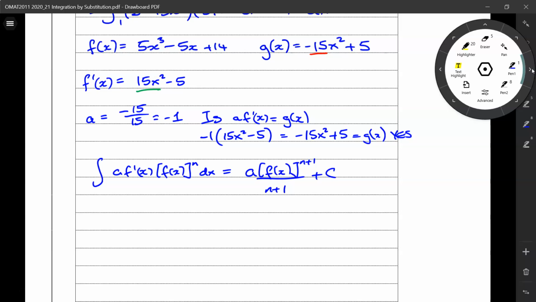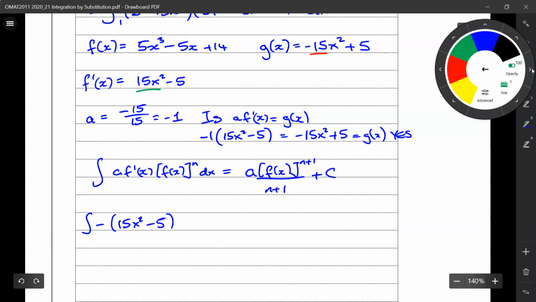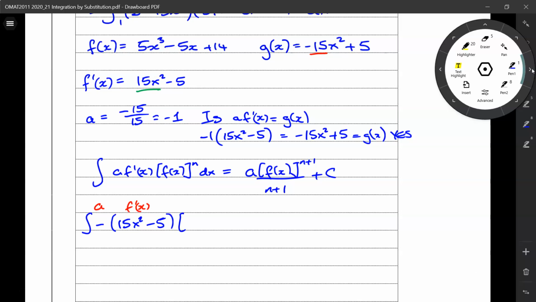If we apply it to this case, it's minus 1 times 15x squared minus 5, which is f prime x. So this is a, this is f prime x. And then we put in f at x, which is 5x cubed minus 5x plus 14, and that is to the power of minus 3 dx. Just change this to a normal bracket.